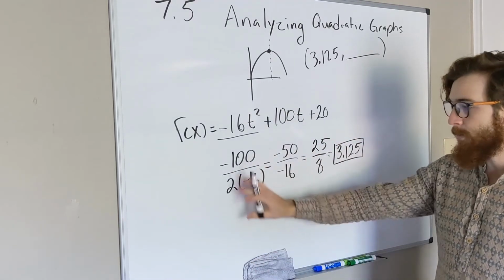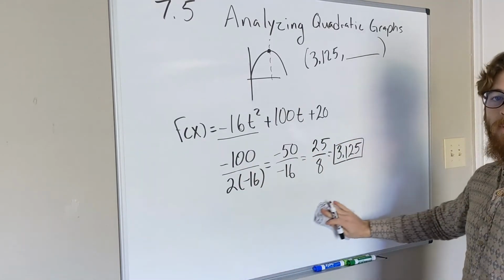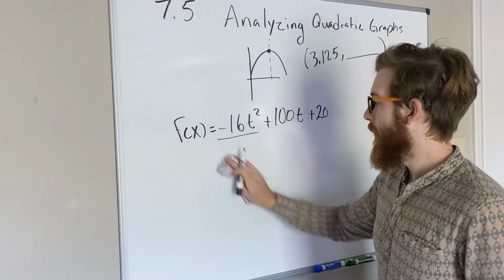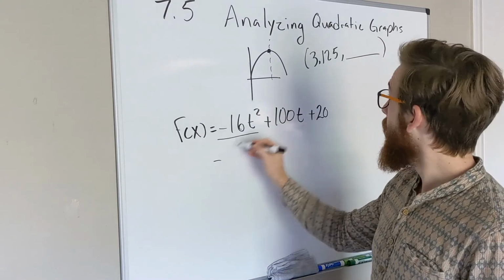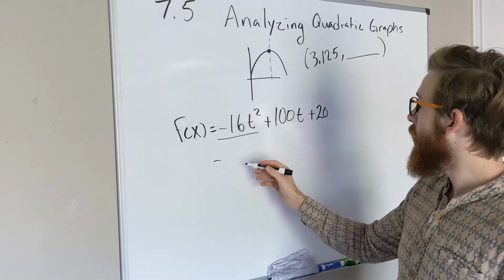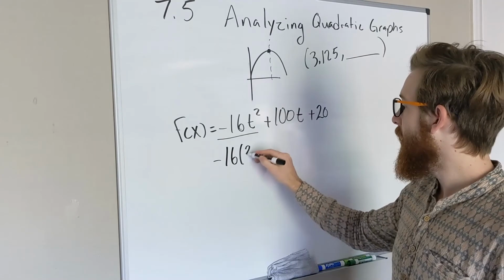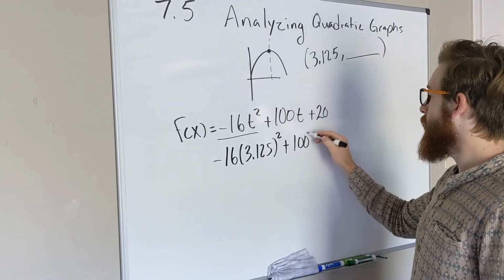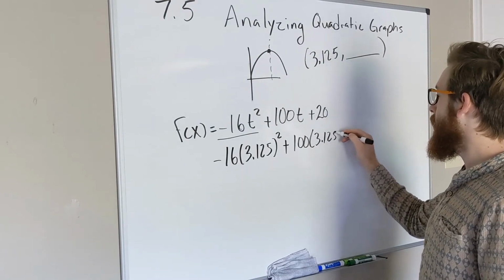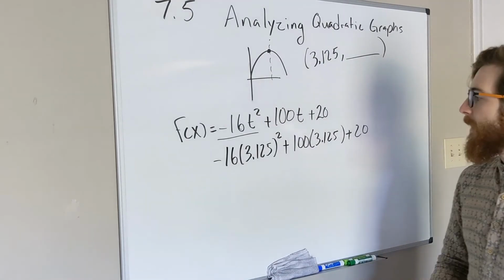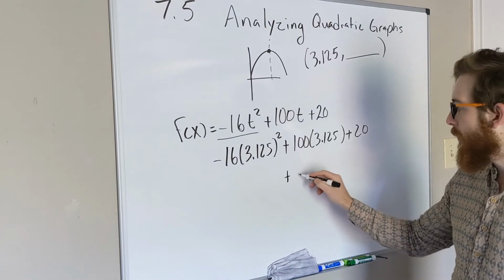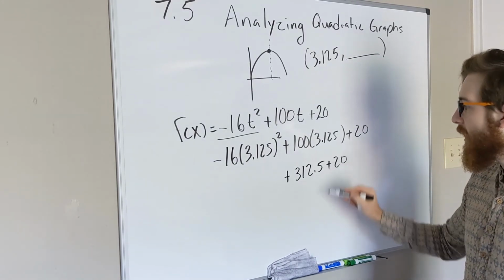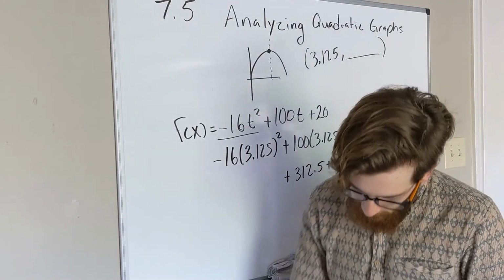So if you need to catch up on any of this, go ahead and pause the video to write that down. I'm going to erase it so I can have some room. Okay, so I'm going to plug in the 3.125: negative 16 times 3.125 squared plus 100 times 3.125 plus 20. Now this one is easy math to do. That's 312.5 plus 20. This is not so easy, so I'm going to cheat.